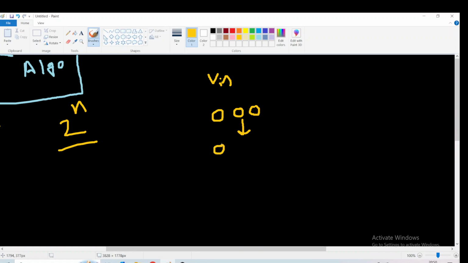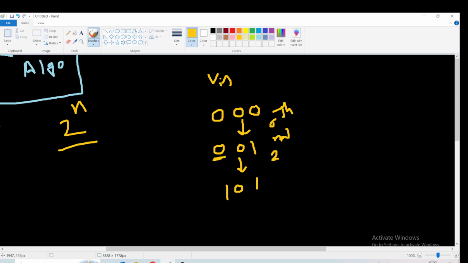We have set this bit as 1. So we have visited the 0th node. If we have visited the 0th node, then we mark the 0th index as 1. And then let's say we have visited the second node, then we'll mark the second index as 1. So 101, like that.